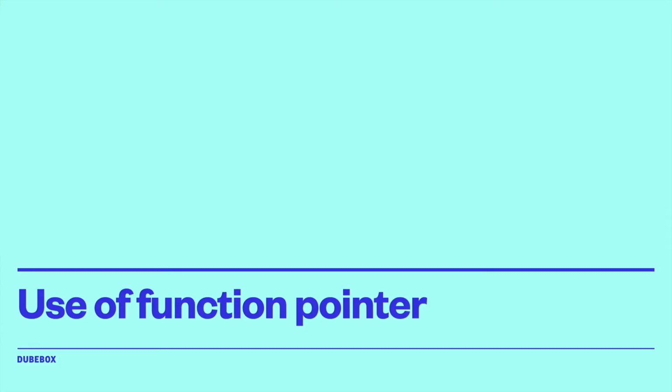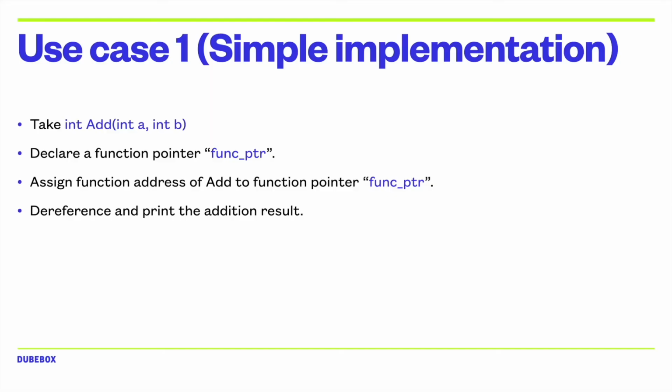Now we'll see the use cases with examples. In use case 1, we'll see a simple implementation of function pointer. Take an add function which will add two numbers and return the addition result. Then in main, declare a function pointer, assign the base address of function add to the function pointer, and lastly do the dereferencing and print the addition result.